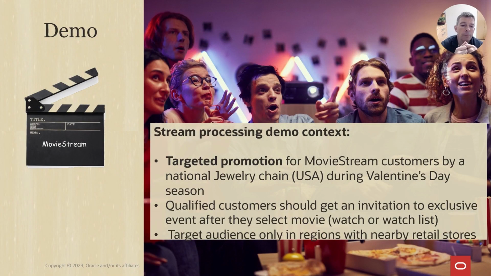So coming back to stream processing, what is it good for? How can developers and their organization take advantage of it? Let's start with an example that we will demo. In our company, MovieStream, which you might have seen in other database demos, we are working with a national jewelry chain in the United States. And we would like to target specific customers when they select a movie and invite these customers to an exclusive event where they can purchase merchandise. We need to limit these customers to those who might be in the market for jewelry. For this, we want to use information on what kind of movie was chosen and other demographic information to narrow the choice of customers who will get the offer, and to limit it to specific regions that have nearby retail stores.